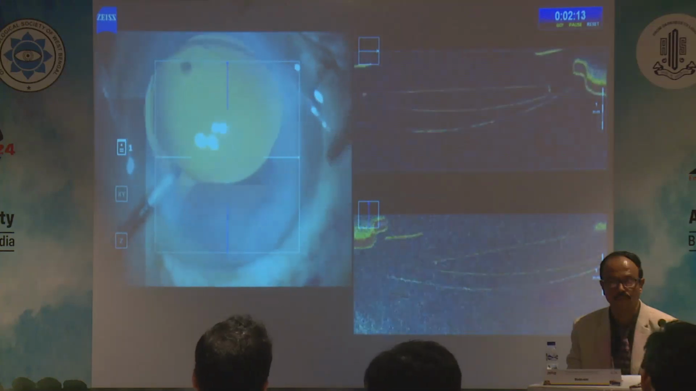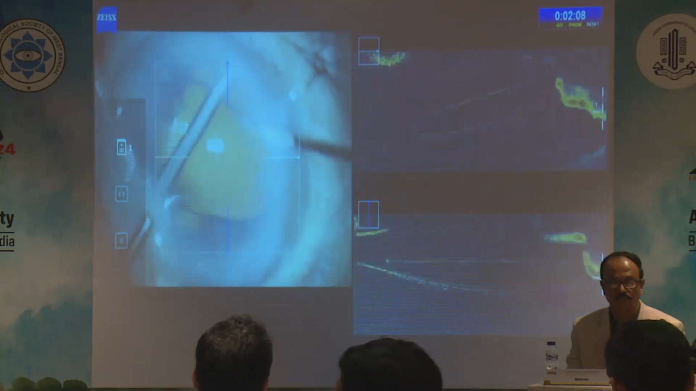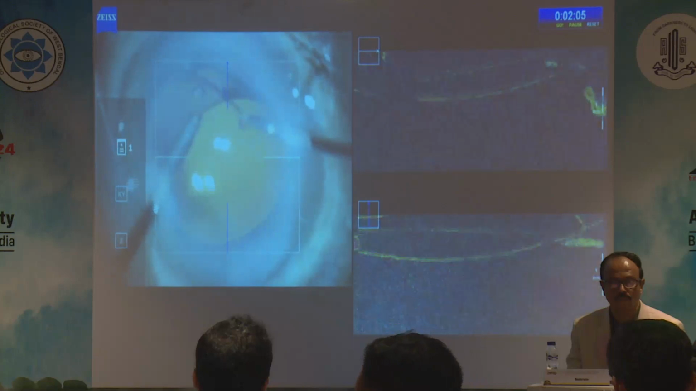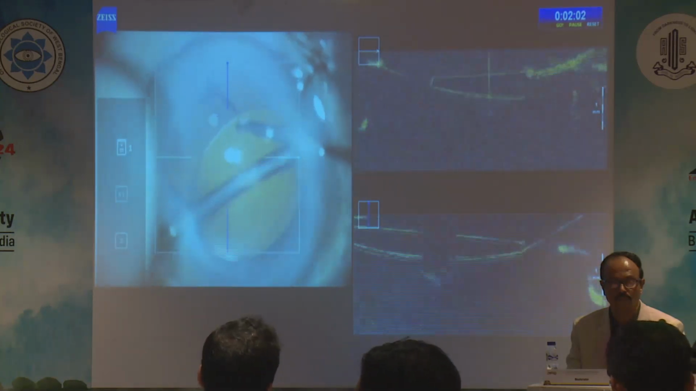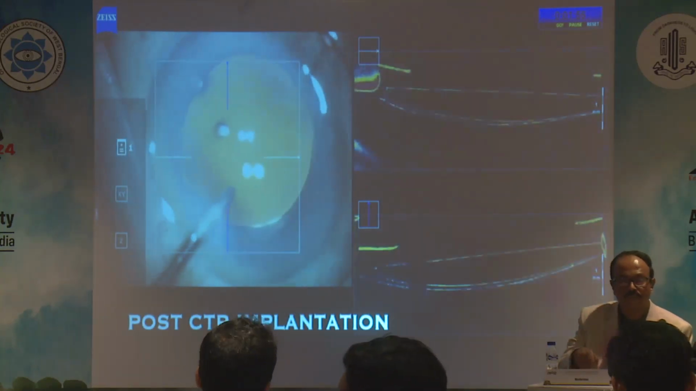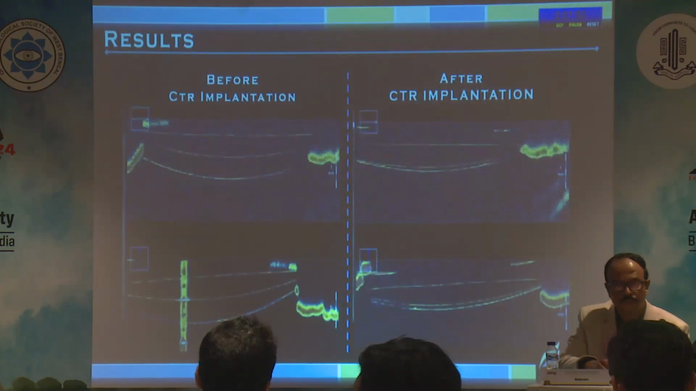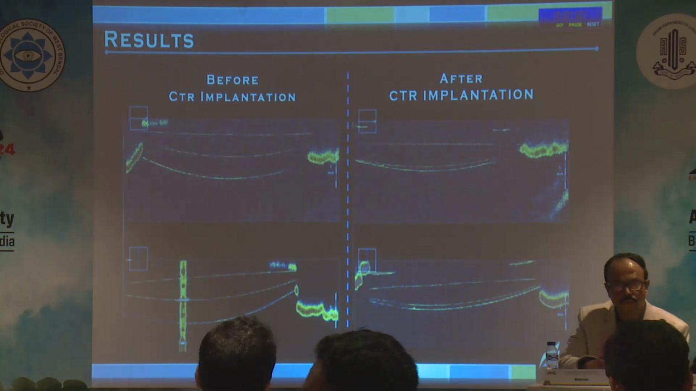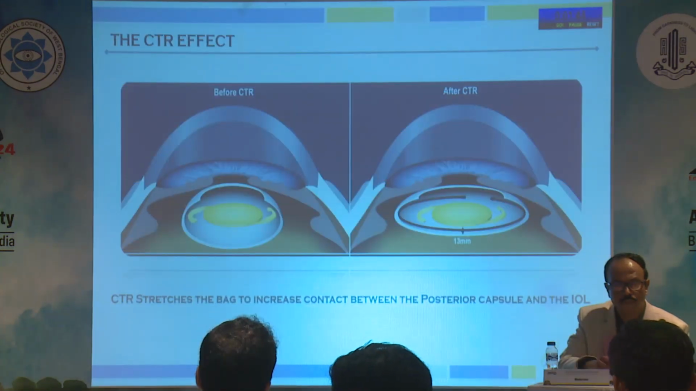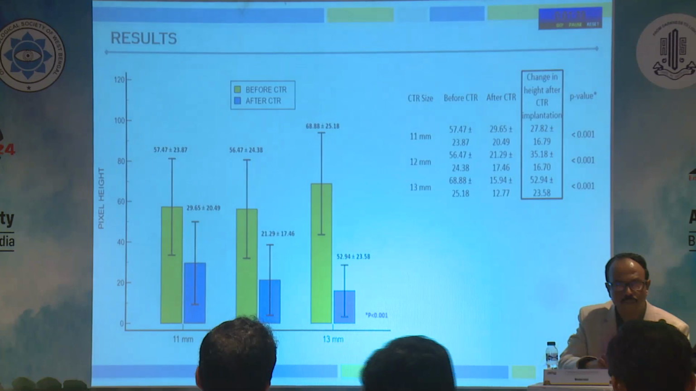When we implanted the CTR, you have to make sure that it does not entangle with the haptics of the IOL. So that one slight adjustment is what you see right now in this video. And the scan was taken again after the CTR implantation. On comparing these two scans, you would notice that the contact has improved after a CTR implantation. So what happens is the CTR stretches the bag to increase contact between the posterior capsule and the IOL. And when we compare the results, maximum contact was achieved by the 13 mm CTR size, but the contact was better with 11 mm as well.